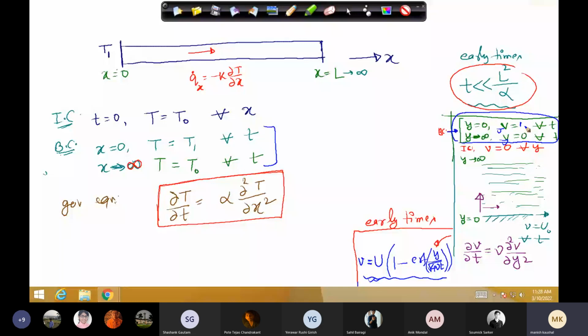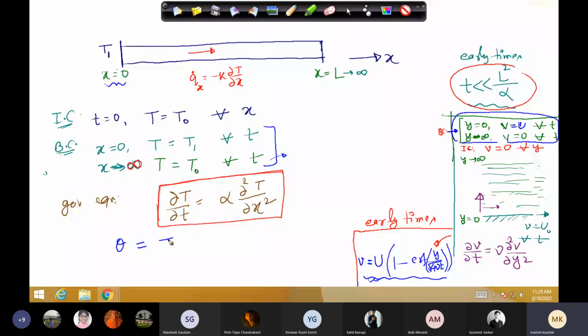So let's define a new variable, theta. Or if you put, let's say, v equal to u, that is also fine. We can borrow the solution. So you want T equal to T1. Okay, so just wait. In fact, think about the other boundary here. At infinity, you want to make it 0. So if you want to make it 0, then let's define theta as T minus T naught. What is the advantage?